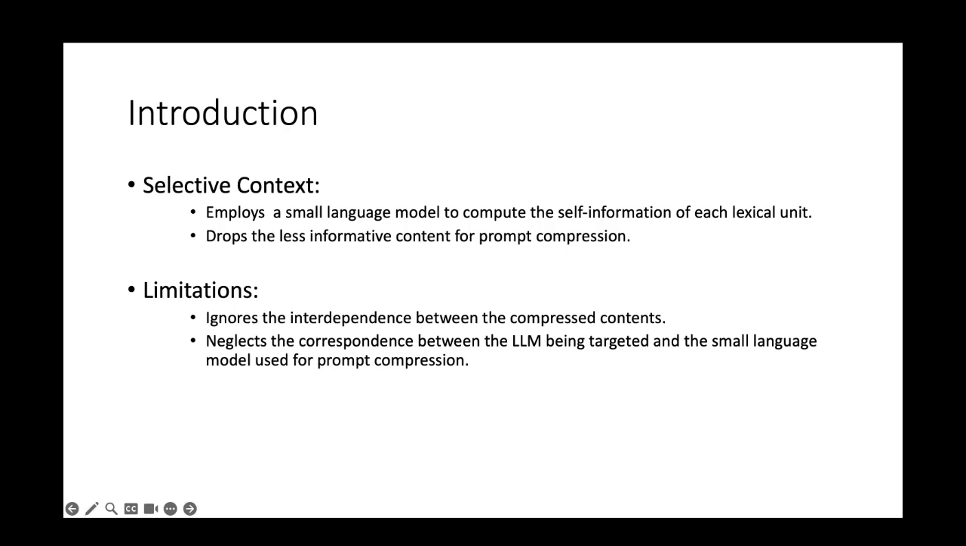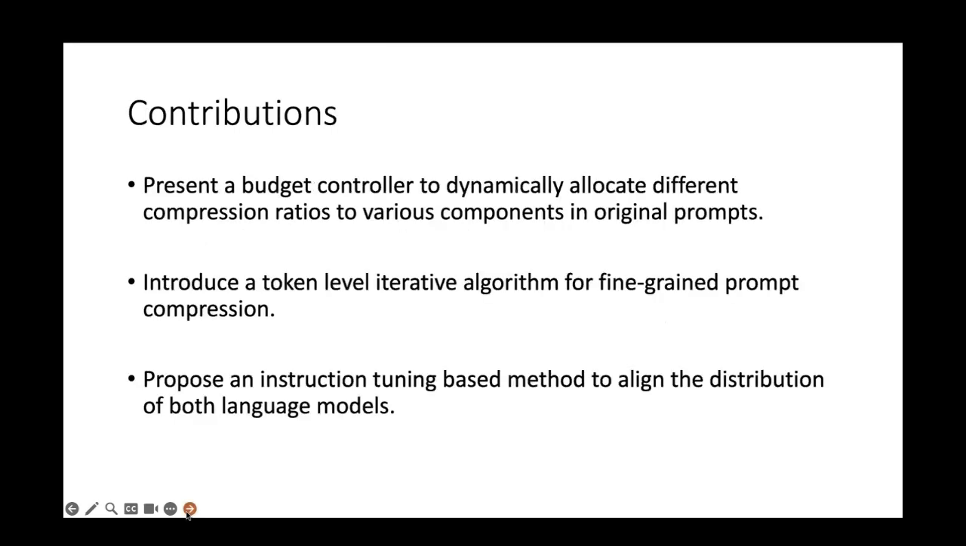These were the limitations which LLMLingua tried to solve. So how did they try to solve it? They presented a budget controller. Given a scenario, an input prompt consists of question, instructions, and the demonstration. They try to dynamically allocate different compression ratios to various components in the original prompt. And they even introduced a token-level iterative algorithm for fine-grained prompt compression, so that the information makes sense. And then they even proposed an instruction tuning based method to align the distribution of both language models, the smaller model and the targeted one. So we'll be discussing this briefly in the coming slides.